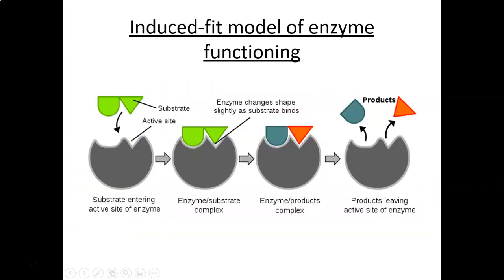Now, this is the model that has actually replaced the lock and key, called the induced fit model. So what we see here is the substrate and the active site on the enzyme. They don't exactly match, but the enzyme changes shape to fit to it. It's induced to fit as the substrate binds to it. And here again, we have our enzyme substrate complex. Then that helps break this bond, okay, and we get our products released.